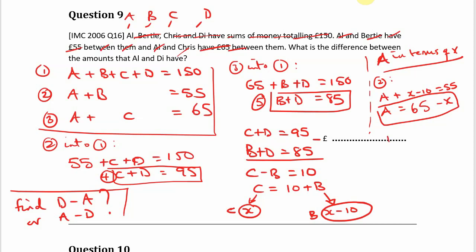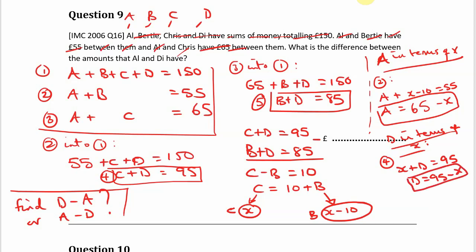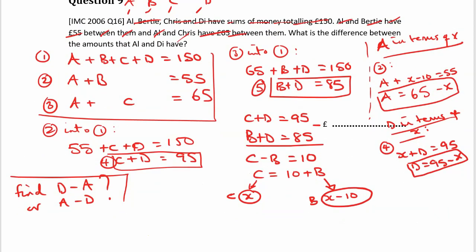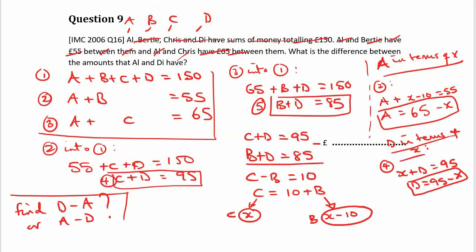Now I want to find D in terms of X. So let's take an equation with D in it. I've got this C plus D equals 95. So I'm going to use equation 4. So that C is X, so X plus D equals 95. So D equals 95 subtract X. You see, this is quite a confusing question, but I am just following a process that I kind of laid out in question 7, or whatever it was, 7, yeah.